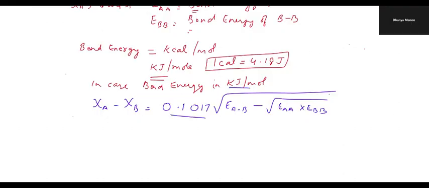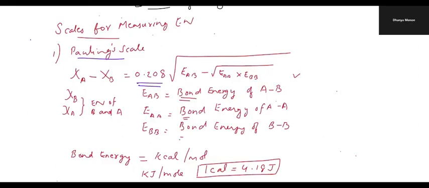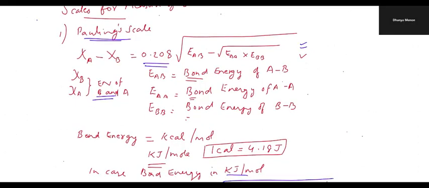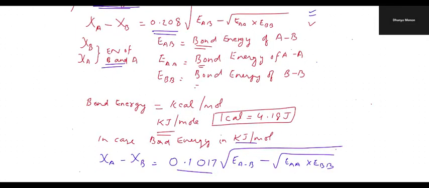So students, this was our Pauling scale. This was given by the scientist Pauling. According to this, chi A minus chi B equals this formula that you can use, where chi A and chi B are electronegativities of A and B. And these are the bond energies, which will be given, or sometimes they might give you the chi values and ask you to find the bond energies. You can find out.